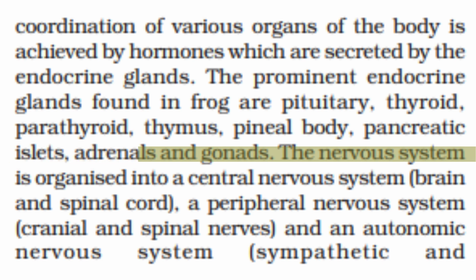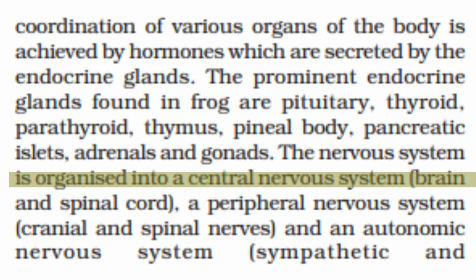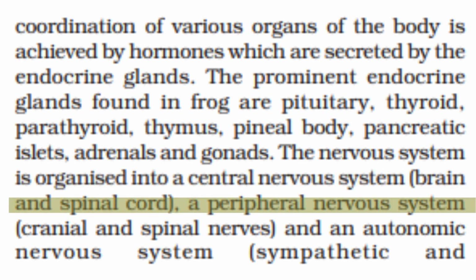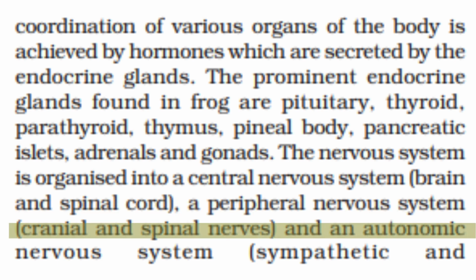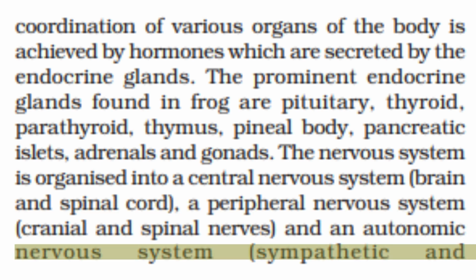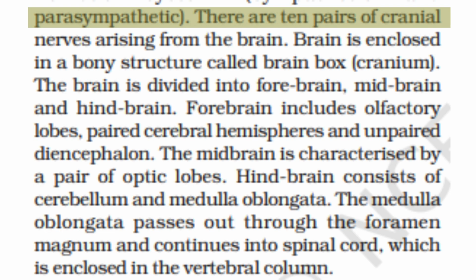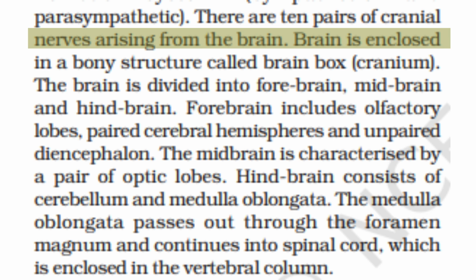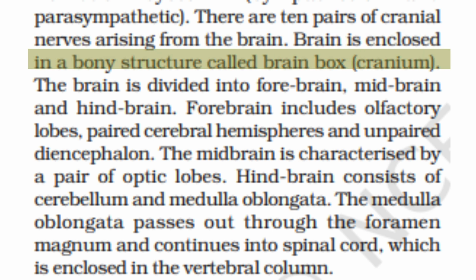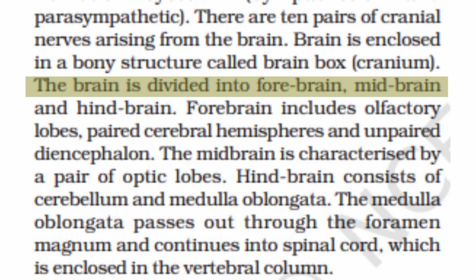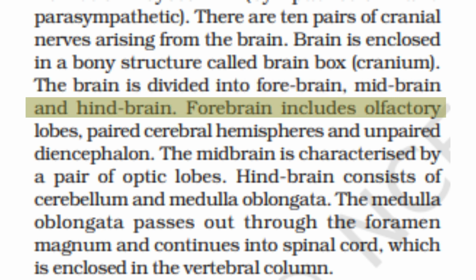The nervous system is organized into a central nervous system, brain and spinal cord, a peripheral nervous system, cranial and spinal nerves, and an autonomic nervous system, sympathetic and parasympathetic. There are 10 pairs of cranial nerves arising from the brain. Brain is enclosed in a bony structure called brain box, cranium. The brain is divided into forebrain, midbrain, and hindbrain.